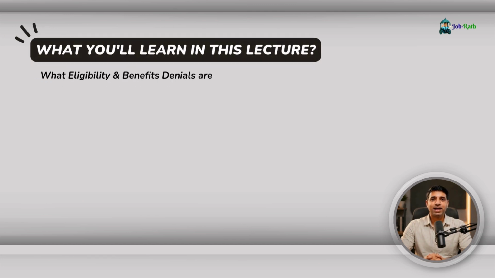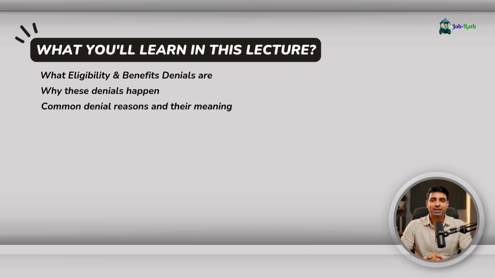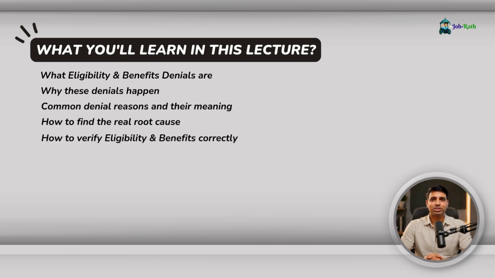In this lecture, I will teach you what eligibility and benefits denials are and why they happen. The most common eligibility and benefits denial reasons and what each denial actually means. How to identify the real root cause of the denial instead of making assumptions. How to verify a patient's insurance eligibility and benefits correctly. Which eligibility details you must always check before working on a denial.